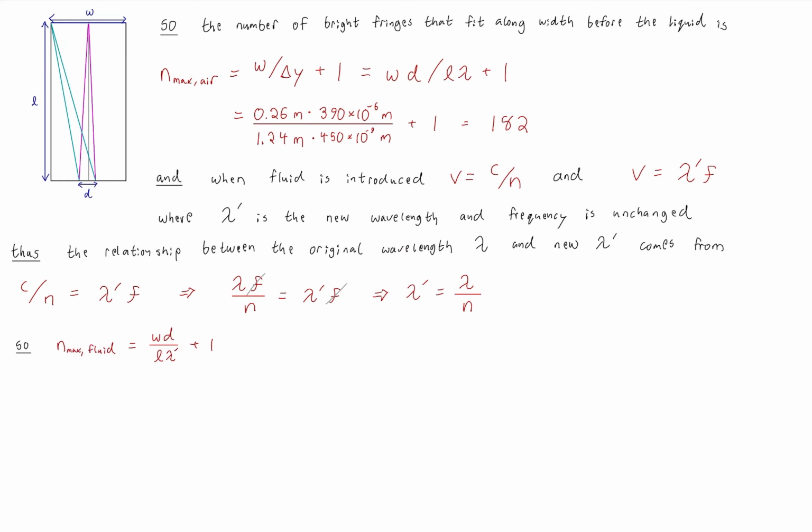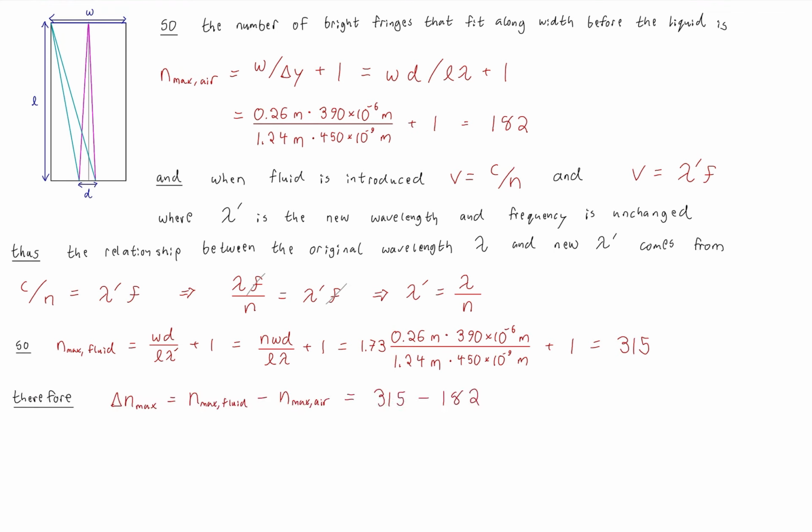Okay, so now we just find out how many bright fringes fit with this new wavelength, lambda prime. Replace lambda prime with lambda over n. Sorry for two n's: this n max is the number of bright fringes, and this n is the index of refraction. Plug in all our values, including our index of refraction, and we find out 315 fit. So that means we have a difference of 315 minus 182, or we ended up with an extra 133 bright fringes due to pouring the liquid in there. Pretty cool.